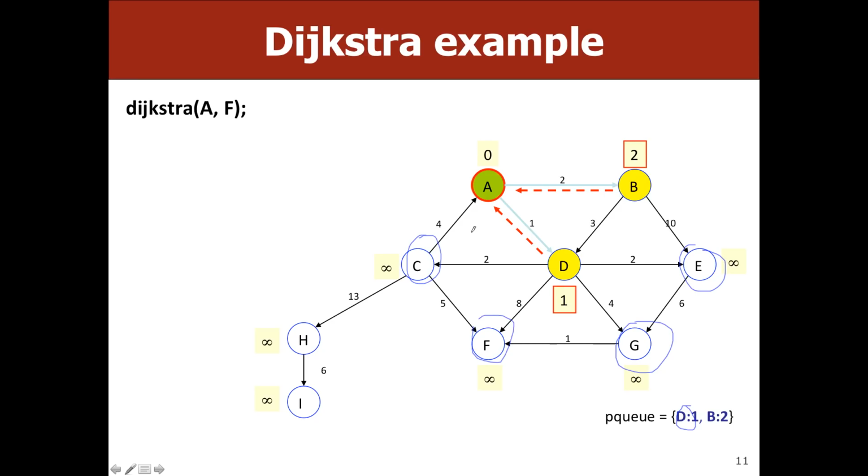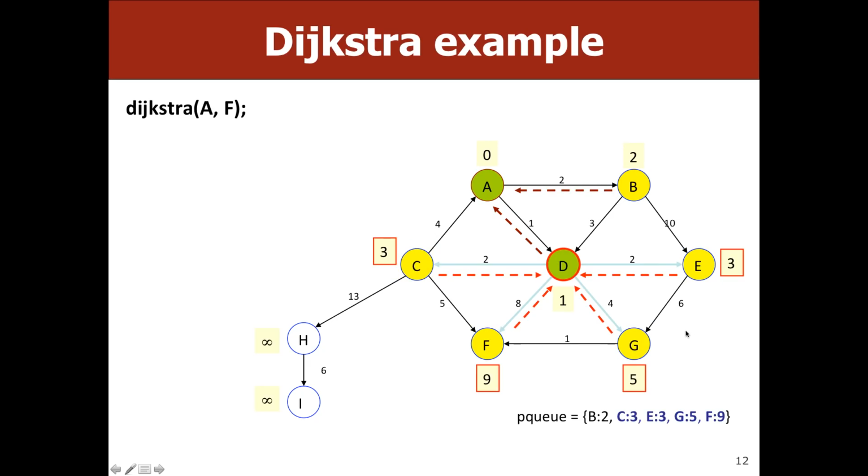How do people feel about that? Okay, so C would be NQ'd with 3. F would be NQ'd with 9, right? So 1 plus 8. And then G would be NQ'd with 5, and E would be NQ'd with 3. So 1 plus these edge costs, because the cost to get to D was 1.